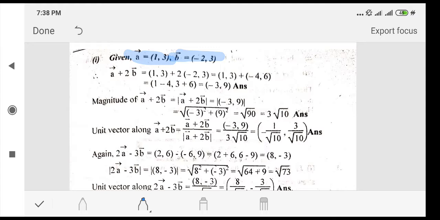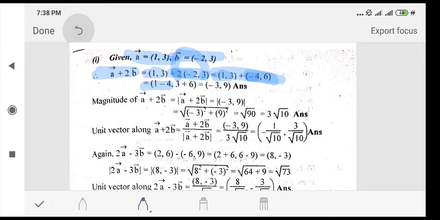So first we have to find vector A plus 2 vector B. Vector A is (1, 3) plus 2 into vector B, which is (-2, 3). If you calculate this, it will be (1, 3) plus (-4, 6), multiplying 2 by each component. Now you can sum first to first, second to second. So 1 minus 4, comma, 3 plus 6, will be (-3, 9).